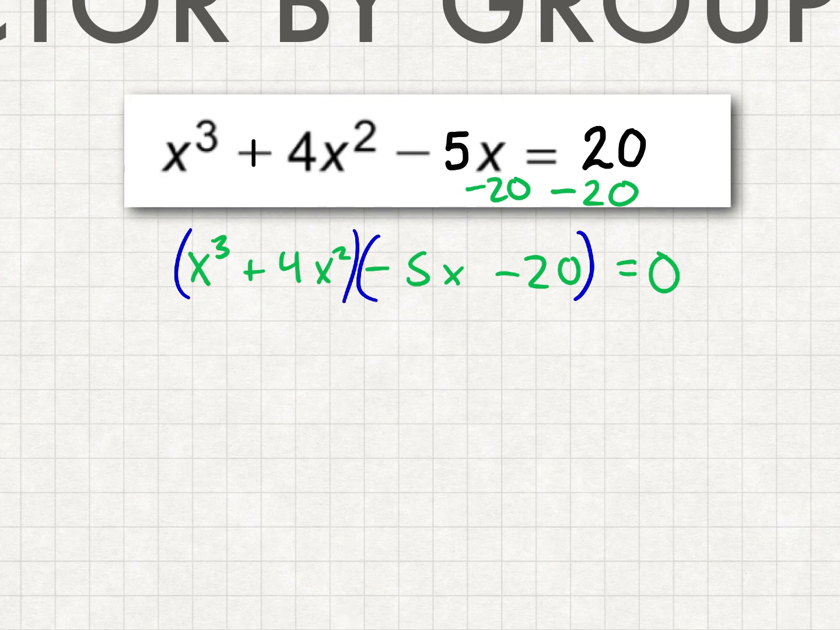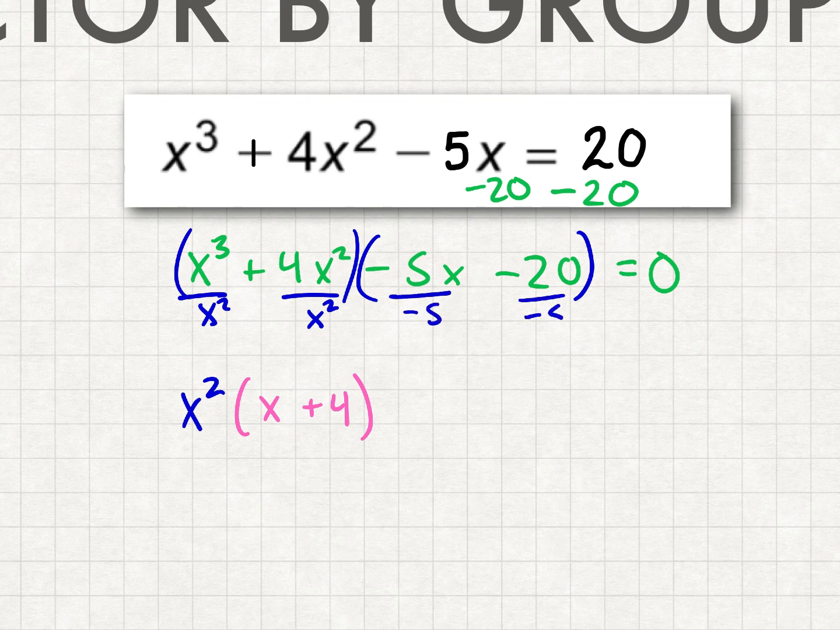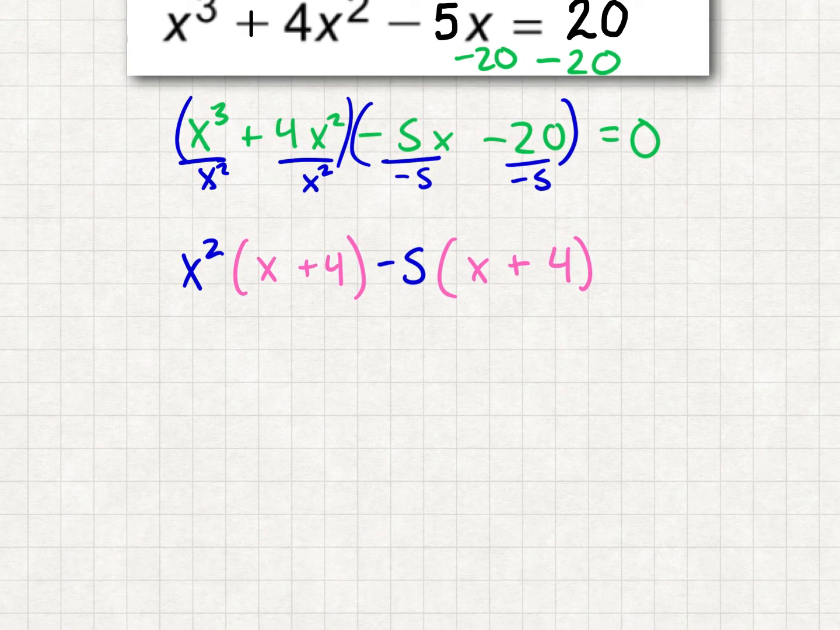What's my greatest common factor in the first two? X squared. So I take out an x squared. What am I left with? X plus 4. What's my greatest common factor in the second two? Negative 5. So we take out a negative 5. What am I left with? X plus 4, because a negative divided by a negative becomes positive. If you were to take out positive 5, our parentheses wouldn't be the same. So it has to be a negative 5 that we take out. So then how would I write my answer? X squared minus 5 and x plus 4. That's the answer.